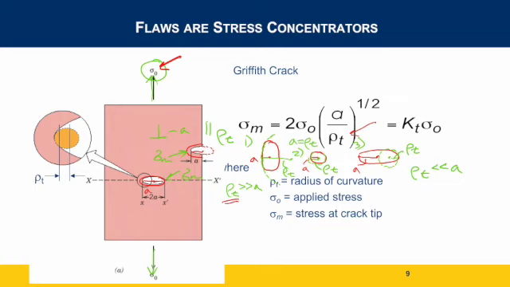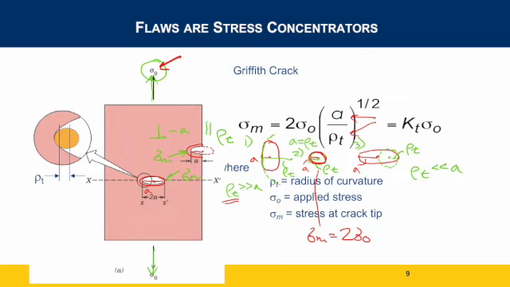Whereas a center material, A equals rho sub t, is a perfect circle. If I put that into the equation, A over rho sub t is going to be 1. Take the square root of 1, it's still 1. This basically says that for a perfect circle, my localized stress is twice the stress that's actually being applied to the material. So we automatically have double the stress.